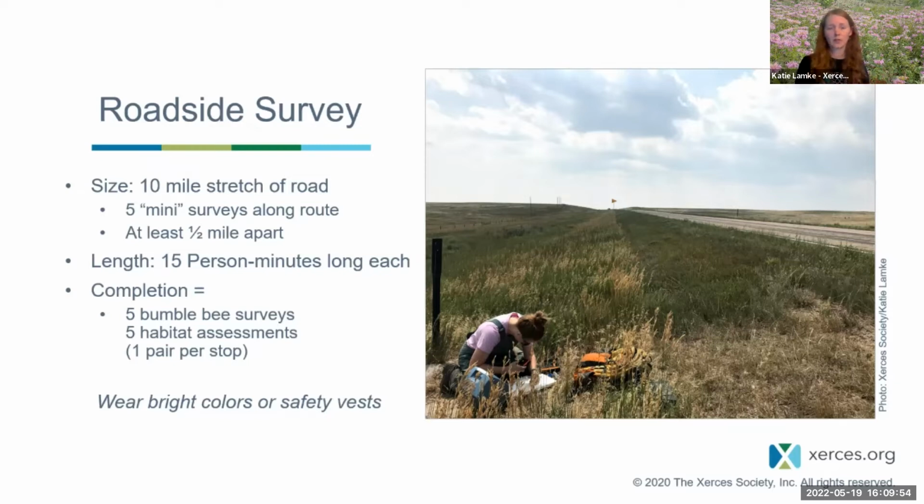And at each one of your stops, you're going to conduct a 15-minute bumblebee survey. So you're going to be looking for bumblebees for 15 minutes. And again, if there's 2 people, that time is cut in half. 3 people, you cut it in thirds. And you conduct 1 habitat assessment at each stop as well. So for completing a roadside survey, at the end, you will have done 5 bumblebee surveys and 5 habitat assessments. Please do wear bright colors or safety vests when you go out to these roadside surveys, because there are going to be cars moving by, sometimes at a pretty rapid speed.